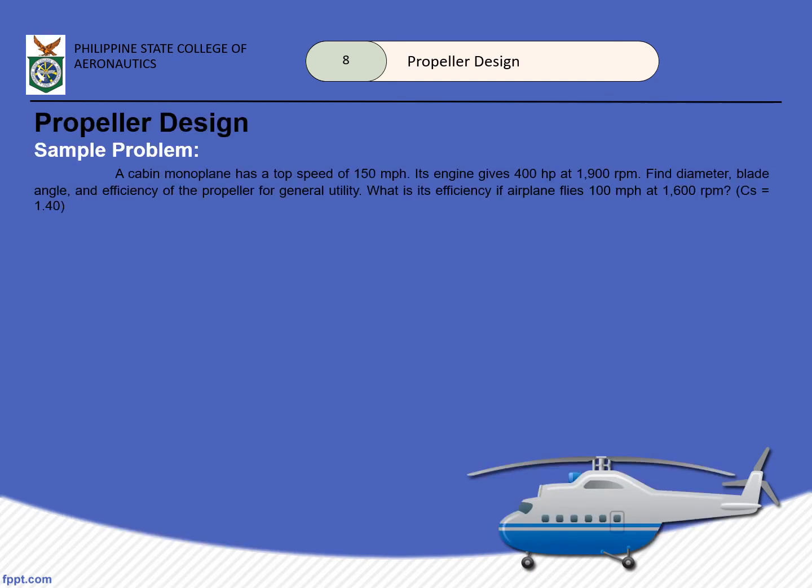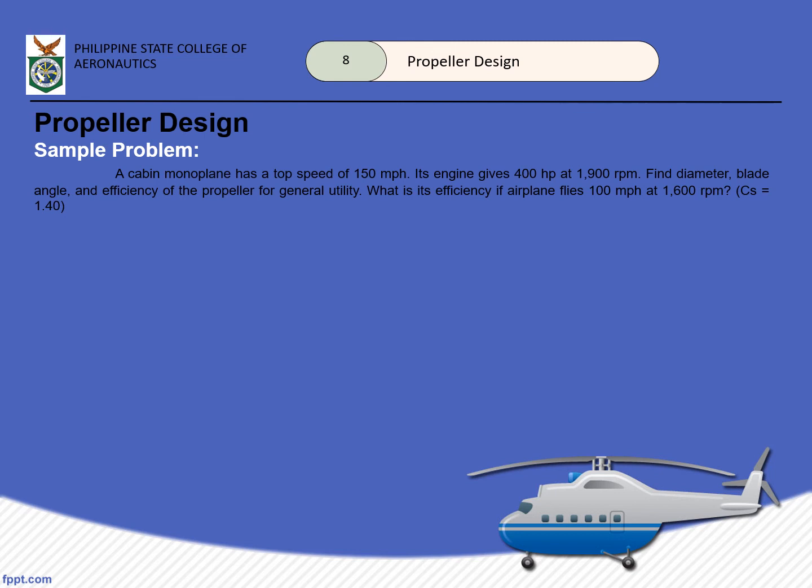So, here is another sample problem wherein pretty much ikot siya sa blade angle and efficiency. So, a cabin monoplane has a top speed of 150 miles per hour. Its engine gives 400 horsepower at 1900 RPM. So, find the diameter, blade angle, and efficiency of the propeller for general utility.